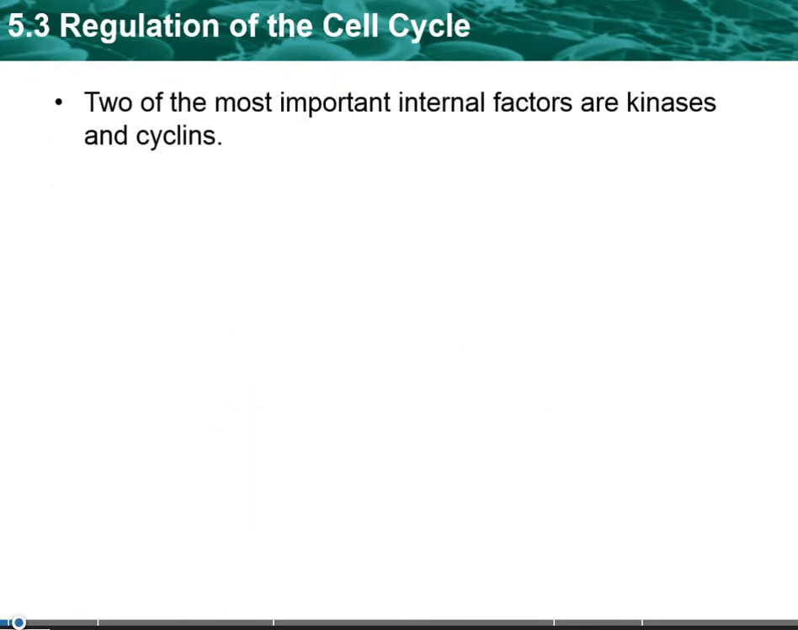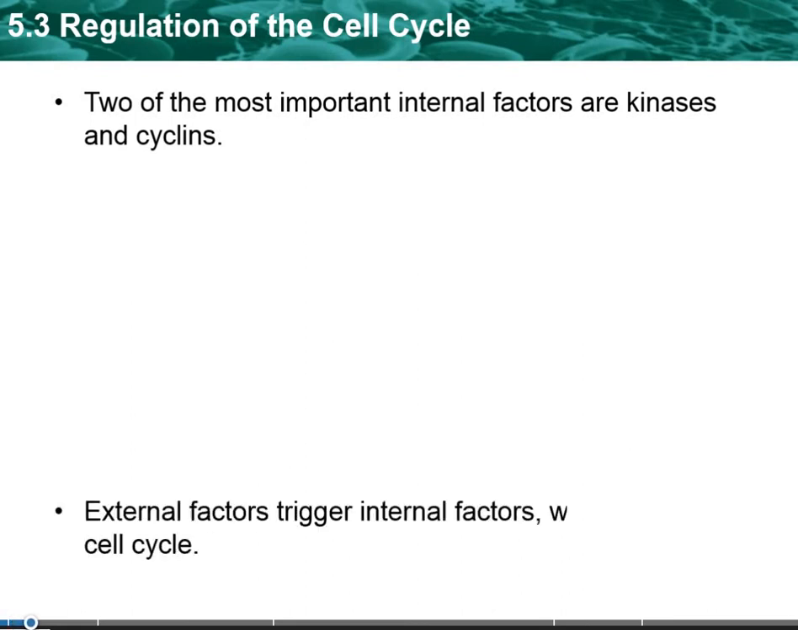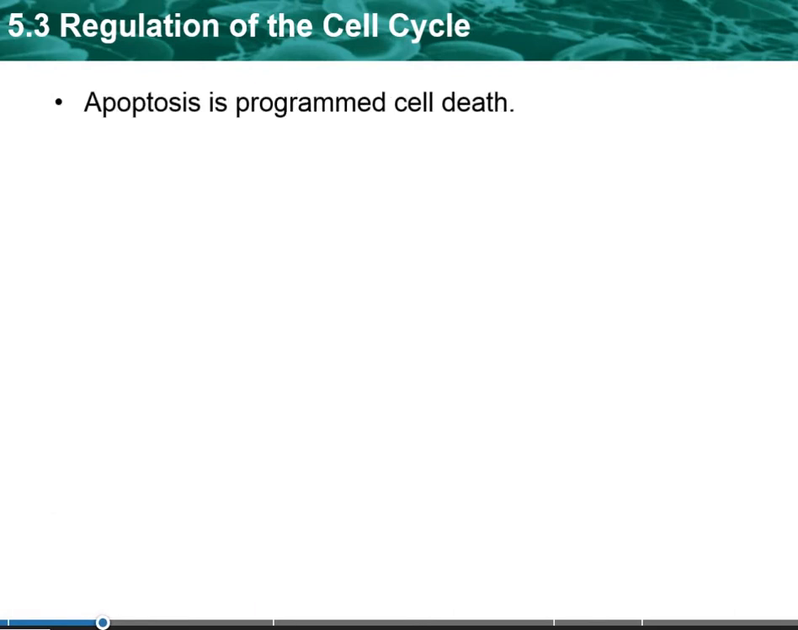Two of the most important internal factors are kinase and cyclins. The cyclins are going to be where if it gets to a certain level, it will then drop back down. It will drop back down because it will have caused it to divide. And once it's divided, the cyclin levels will go down, and then it will go back up as the cell gets larger in size, and then it will divide. External factors trigger internal factors which affect the cell cycle.